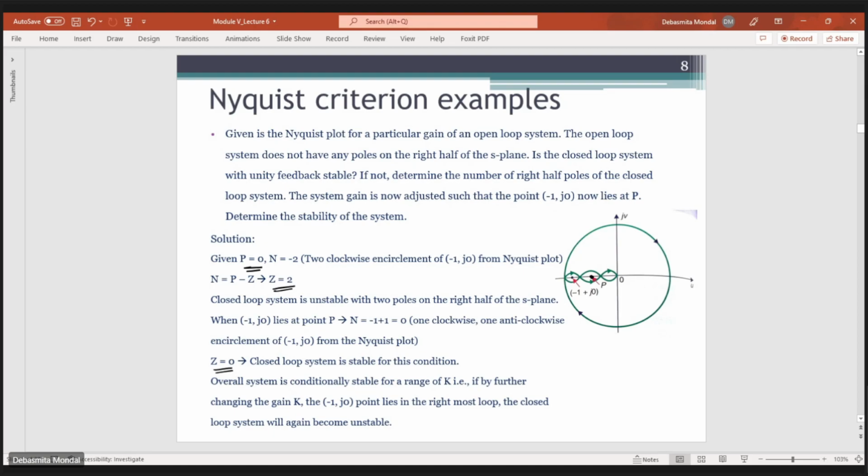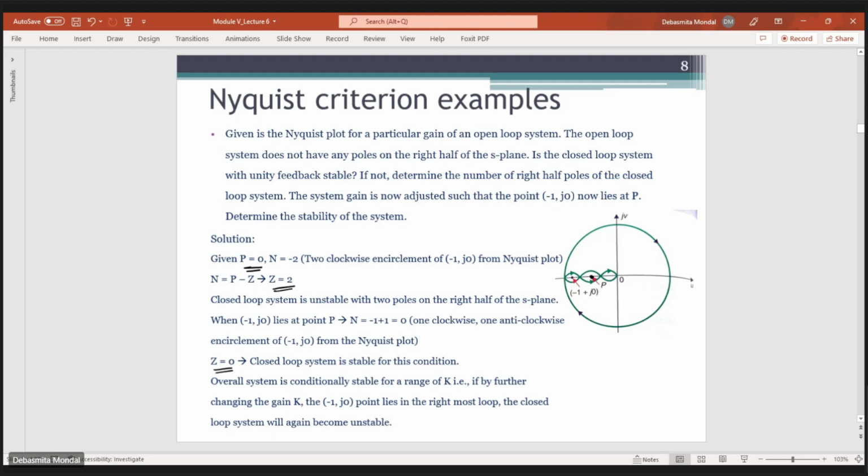So just by analyzing the number of encirclements of the point -1 plus j0 in the Nyquist plot, you can comment on whether the closed loop system is going to be a stable one or an unstable one. These are some of the practice problems which you should do at home. In case you face any difficulty, you can ask me.